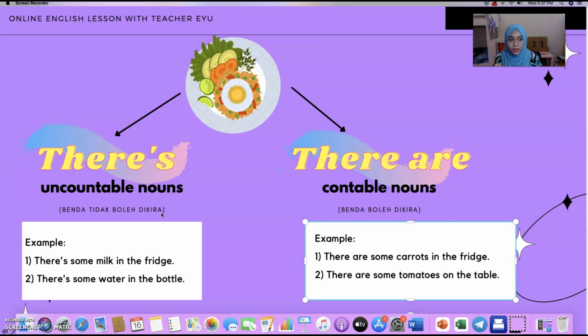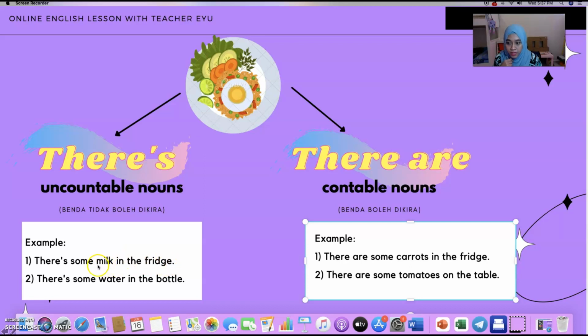Sugar, gula. Gula tak boleh kira. So, that is uncountable noun. Water, air. Air pun tak boleh kira. So, water is also uncountable nouns. Right? For uncountable nouns, we also use there's. Okay? For example, there's some milk in the fridge.